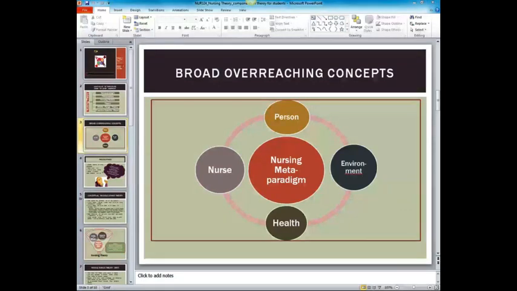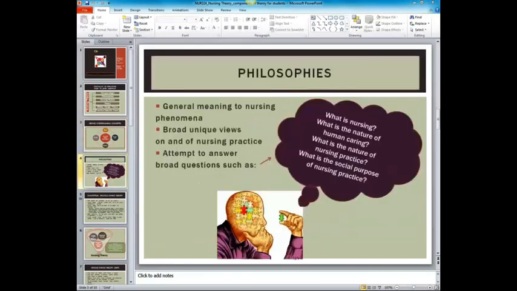And the 4 main concepts within that are person, environment, health, and nurse. And in a sidebar, you will see some newer text and newer articles that say that caring is also a meta-paradigm that belongs to the profession of nursing. Because it is not an accepted part of the meta-paradigm throughout all of nursing literature, I haven't put it here in this course, but stay tuned. In the next few years, I'm sure it will be a 5th part of the meta-paradigm.